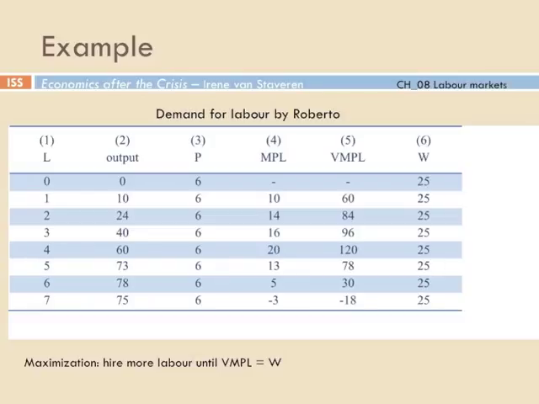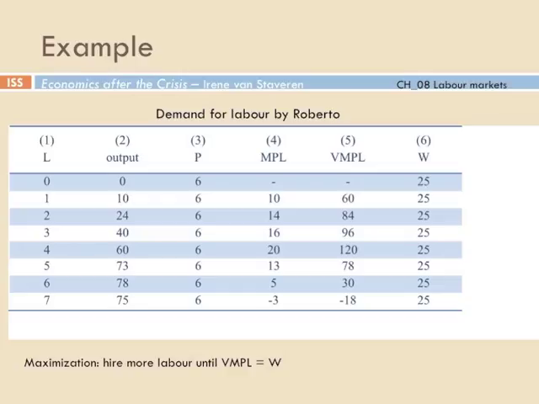The next table shows you column 4 with the marginal product of labor. This is every time the difference in column 2. So from 0 to 10 it's 10, from 10 to 24 it's 14, and so on. Column 5 gives you the value of the marginal product of labor. So we have to multiply this with the price of pizzas sold.